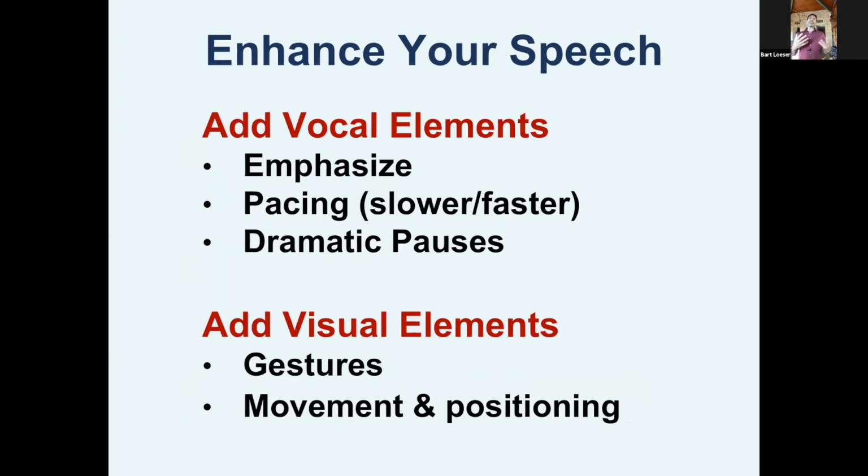So there's all sorts of things that you can do that makes your speech more powerful, but nothing enhances your speech more than the vocal elements and the visual elements. This is vocal variety and body language. So one of the aspects of vocal variety you want to do is that you can use these vocal elements to emphasize. You can use pacing, where you can slow down how you're speaking.